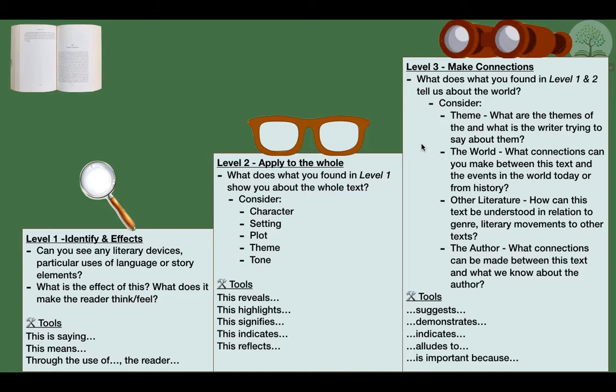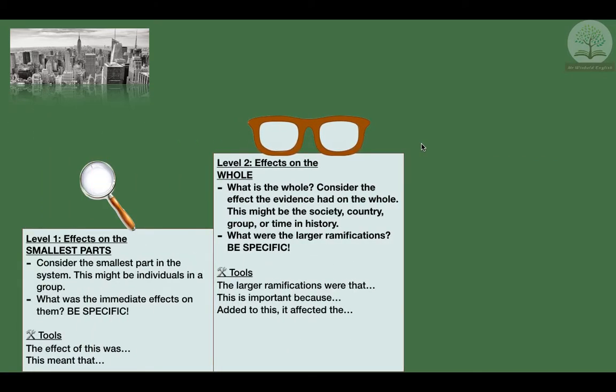That's how it works for literature, but how does it work for society? Well, basically, it works in a very similar way. At level 1, we think about the smallest parts. We have to be extremely specific about the immediate effects that our evidence has upon the individuals of a group. Number 2, we go beyond the individual. We look at the whole country, society, group, or time in general.